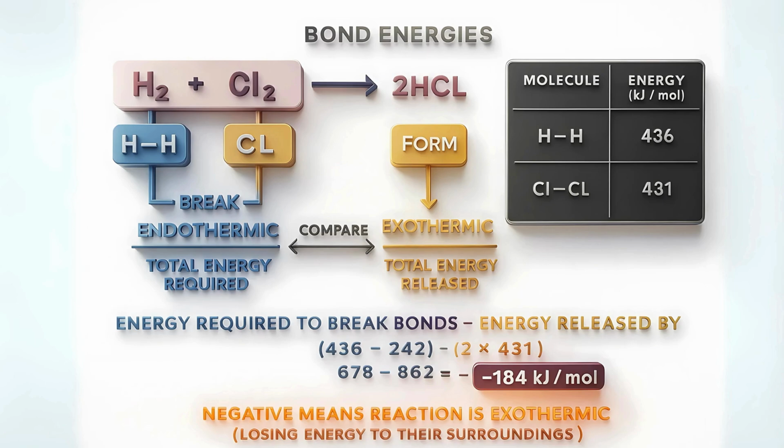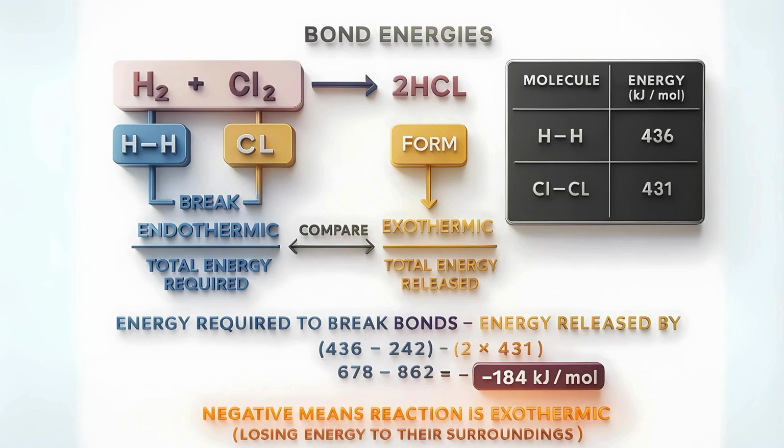To know whether the whole reaction is exothermic or endothermic overall, we compare the total energy taken in to break bonds with the total energy released when new bonds form. If the energy released is greater than the energy absorbed, then the reaction is exothermic overall and heat is given out. But if more energy is absorbed than released, then it becomes endothermic and energy is taken in from the surroundings.